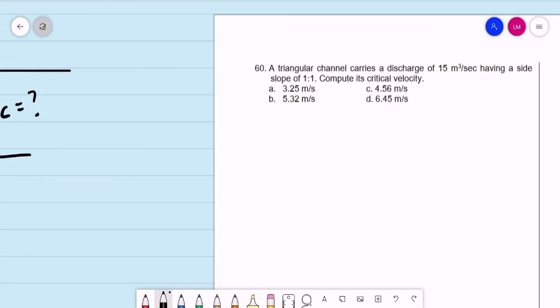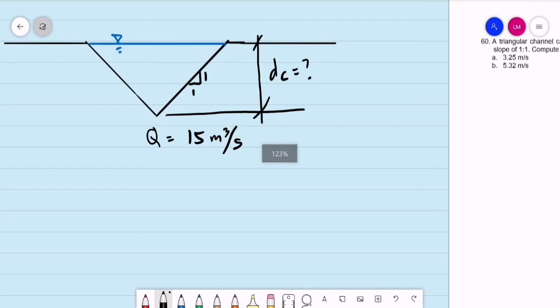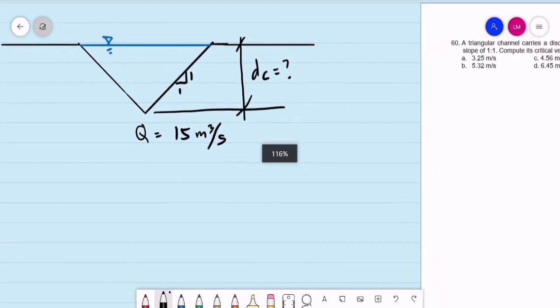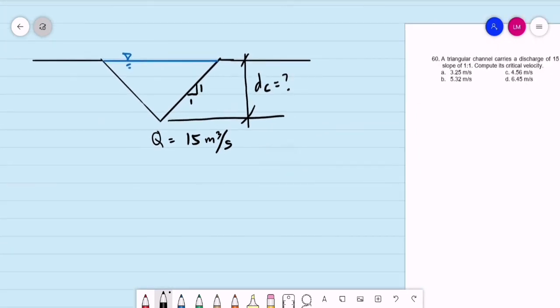Okay, so for the last problem, number 60, a triangular channel carries a discharge of 15 cubic meters per second having a side slope of 1:1. Compute its critical velocity. So ito yung case ng critical depth na hindi naman siya rectangular. So paano mag-compute ng critical depth kapag any section other than rectangle? Ito yung discharge squared divided by the acceleration due to gravity is equal to the area of the section cubed divided by the top base.